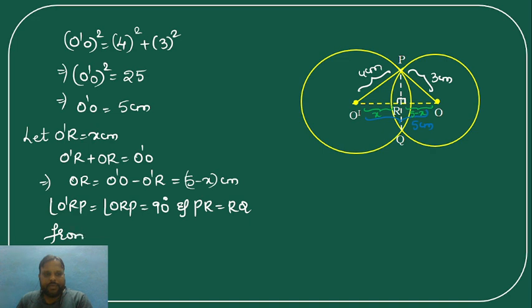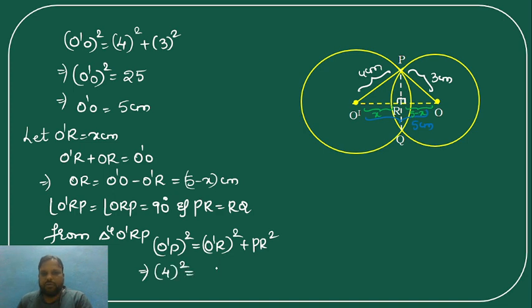So from the right angle triangle, since it is 90 degrees, from triangle O'RP, what can I write? O'P whole square is equal to O'R whole square plus PR square. So O'P is 4, 4 square is equal to O'R is X, X square plus PR square. So from here, what I will get, PR square is equal to 16 minus X square. Let us name this as equation 1.